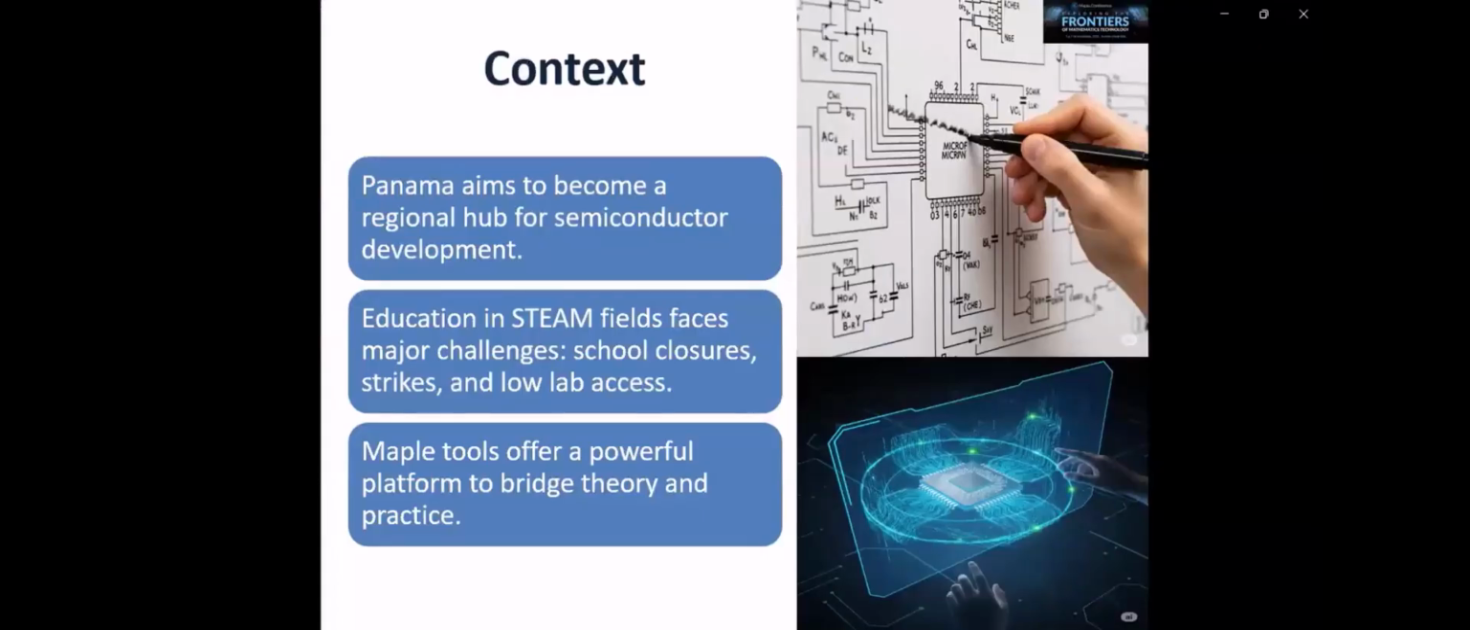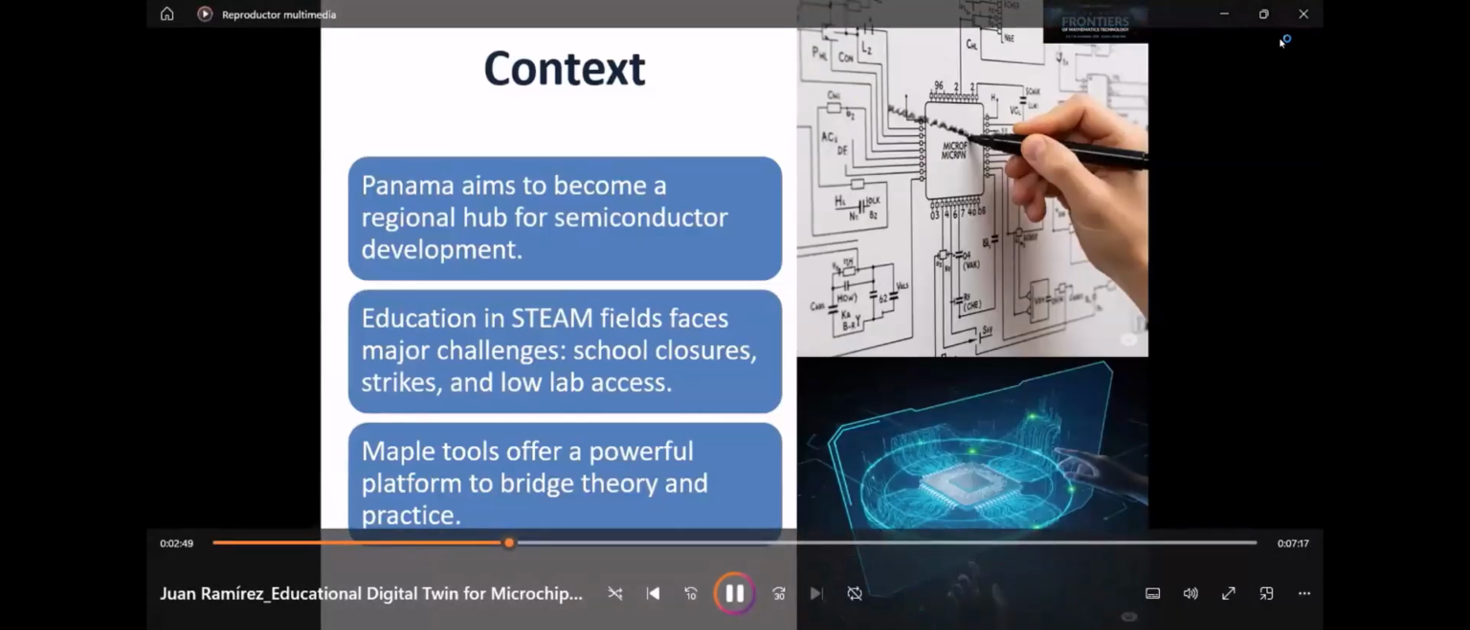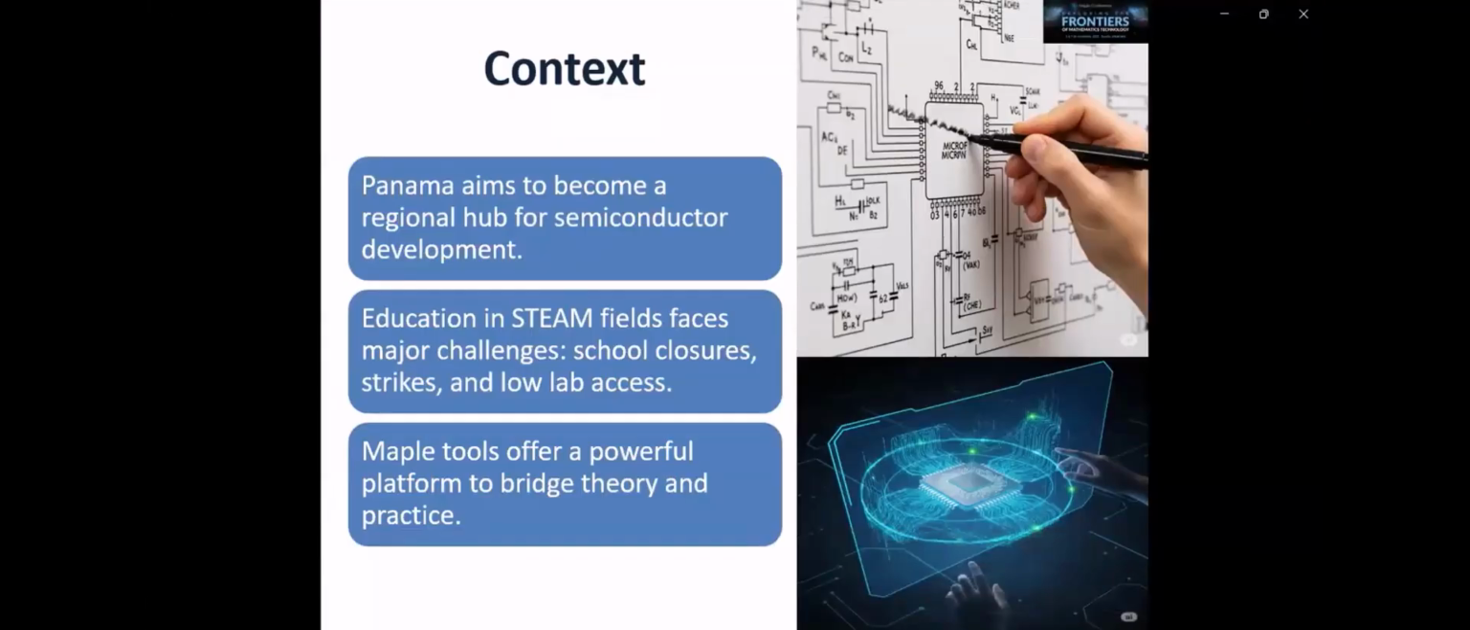The context shows us a great ambition for Panama to become a regional hub for semiconductor development. However, STEM education fields face significant challenges such as school closures, strikes, and crucially low accessibility to specialized microelectronics laboratories. This is where Maple tools offer a potent solution, serving as a digital platform to bridge complex theory with engineering practice.